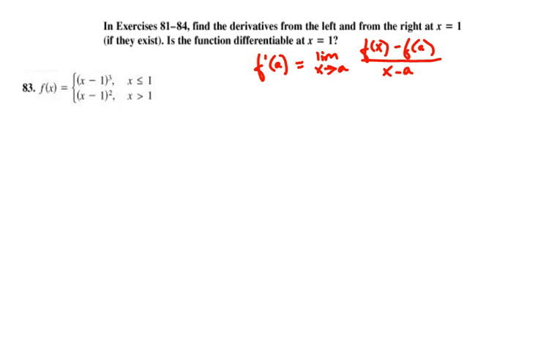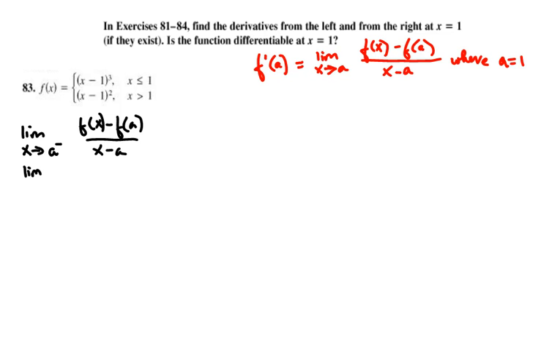And in order to show that that exists, since it is a limit, we have to show that the limit from the left is equal to the limit from the right. So we start off with our formula from the left. The limit as x approaches a from the left of f of x minus f of a over x minus a. Now, in this case, a is equal to 1. So the limit as x approaches 1 from the left is what we're trying to find out now of that expression f of x minus f of a over x minus a.